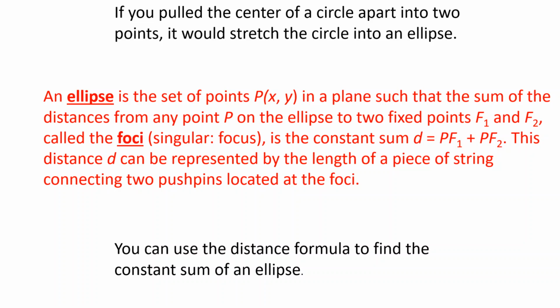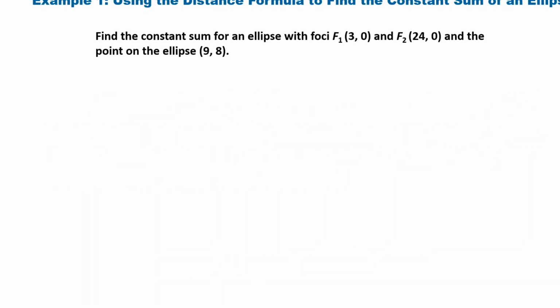You can use the distance formula to find the constant sum of an ellipse. All right, so let's do that here. And again, if you did not watch the pre-video before this one, please go back and look at that first so you understand what I'm talking about. In order to find the constant sum of an ellipse, we have 2 foci, F1 and F2. F1 is at 3, 0, and F2 is at 24, 0, and a point on the ellipse, which is 9, 8 in this case.